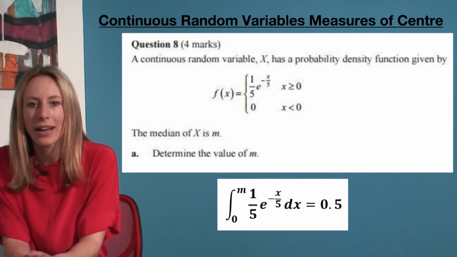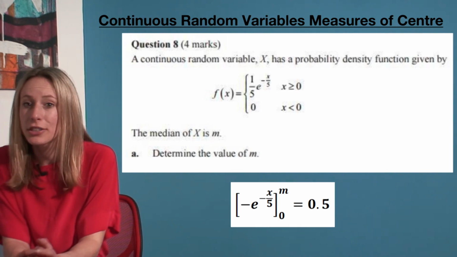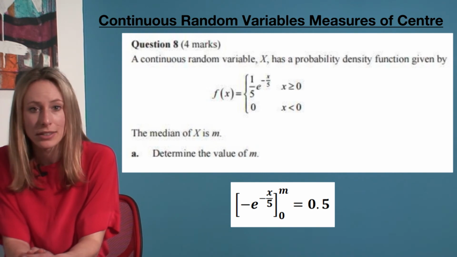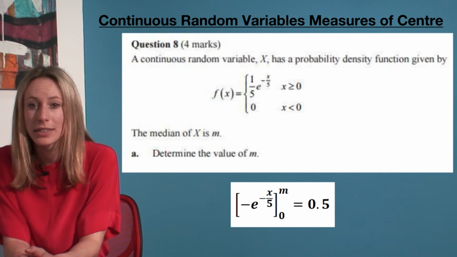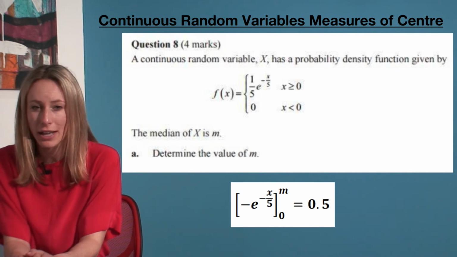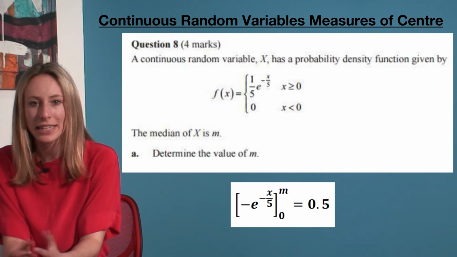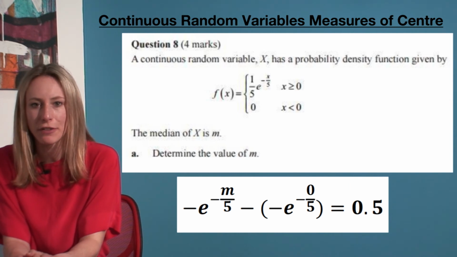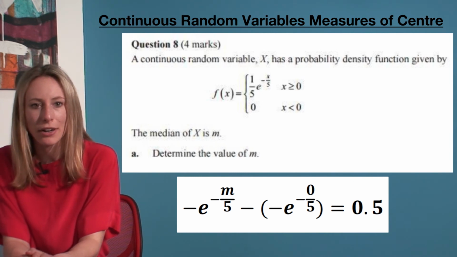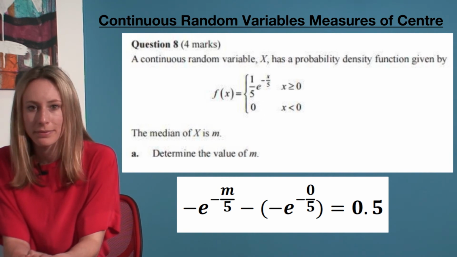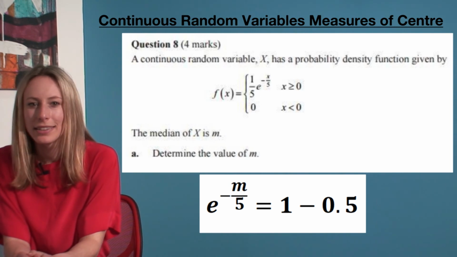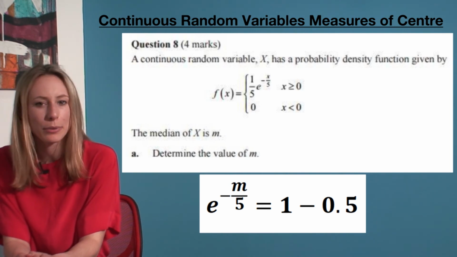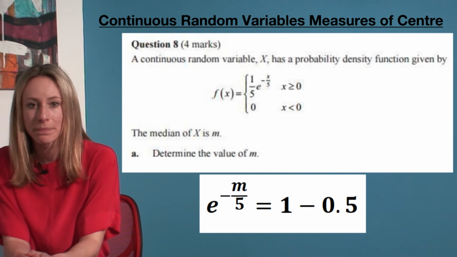So first, we follow our exponential integration rules, which is to divide the whole function by the power to get negative e to the power of negative x on 5 from m to 0 equals 0.5. This gives us negative e to the power of negative m on 5 minus negative e to the power of negative 0 on 5, which equals 0.5. Then we group all the non-m terms on one side to get e to the power of negative m on 5 equals 1 minus 0.5.